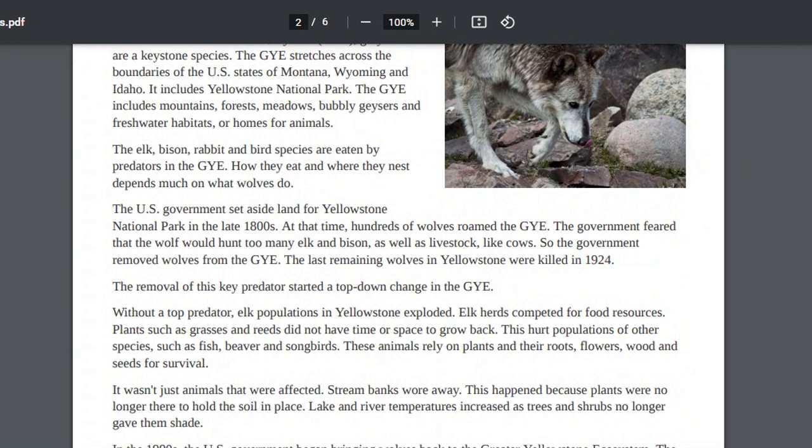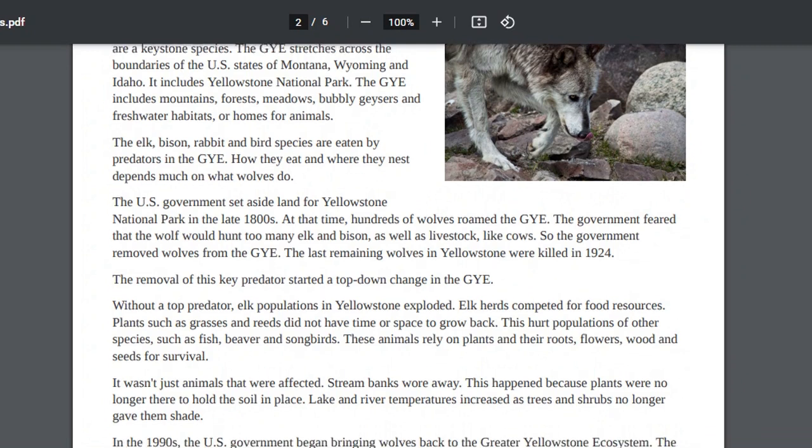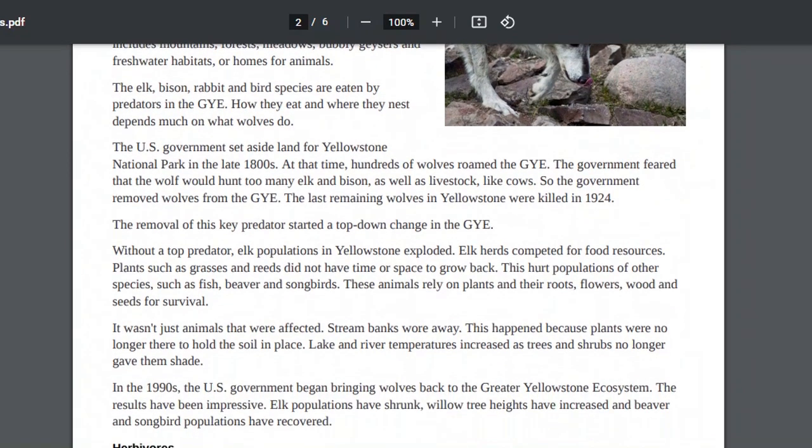The U.S. government set aside land for Yellowstone National Park in the late 1800s. At that time, hundreds of wolves roamed the GYE. The government feared that the wolf would hunt too many elk and bison, as well as livestock like cows. So the government removed wolves from the GYE. The last remaining wolves in Yellowstone were killed in 1924. The removal of this key predator started a top-down change in the GYE.